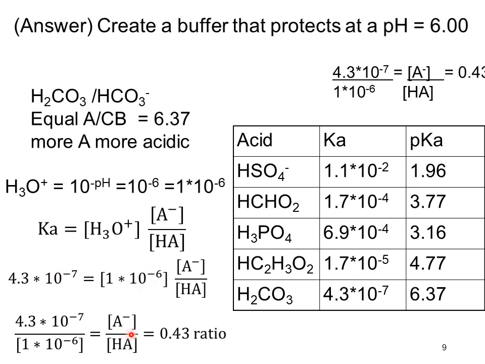And what I get is 0.43 A minus per HA. So I need basically about twice as much HA as A minus. So, if I do 1 molar HA and 4.3 molar of the sodium bicarbonate, that would be good enough. That would give me a pH of exactly 6.